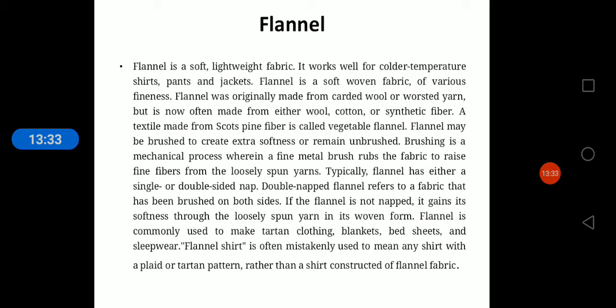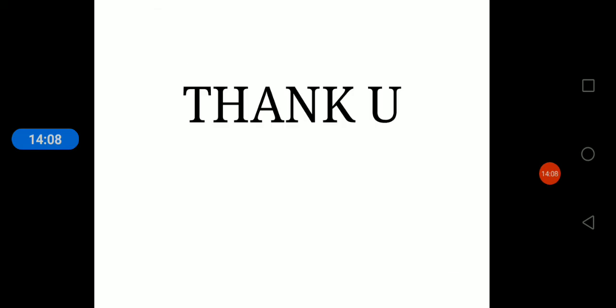Typically, flannel has either a single or double-sided nap. Double-napped flannel refers to a fabric that has been brushed on both sides. If the flannel is not napped, it gains its softness through the loosely spun yarns in its woven form. Flannel is commonly used to make tartan clothing, blankets, bed sheets, and sleepwear. Flannel shirt is often mistakenly used to mean any shirt with a plaid or tartan pattern rather than a shirt constructed of flannel fabric.